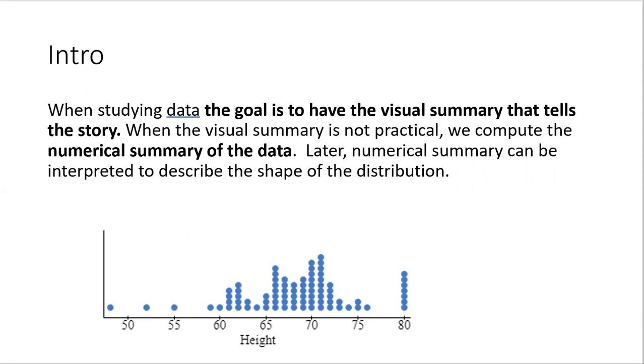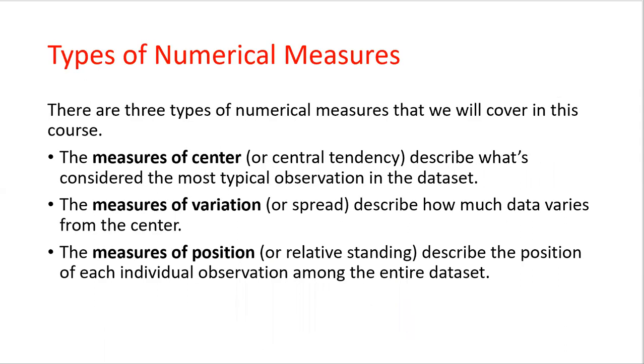But sometimes the visual summary is not practical. For example, if we have to send the data over some not very modern technology, for example, telegraph, we could actually summarize the visual representation into a numerical summary of the data. And later, that numerical summary can be interpreted to describe the shape of the distribution. So let's take a closer look at numerical summary of data.